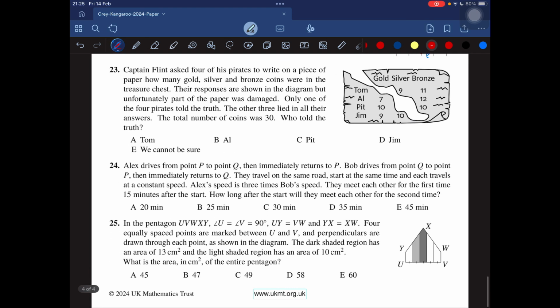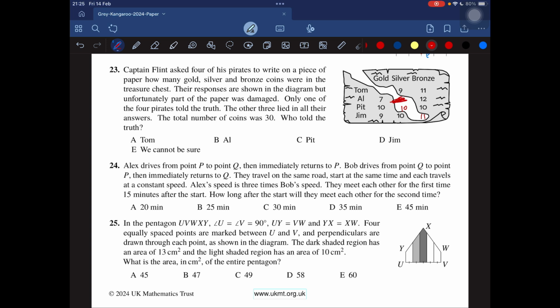Number 23. Captain Flint asked his pirates to write on a piece of paper gold, silver, bronze coins. Only one of the 4 pirates told the truth. The other 3 lied in all their answers. Okay, so it should not be the same. So the total number of coins was 30. So this is 10. This is 11. This is 19, 11.